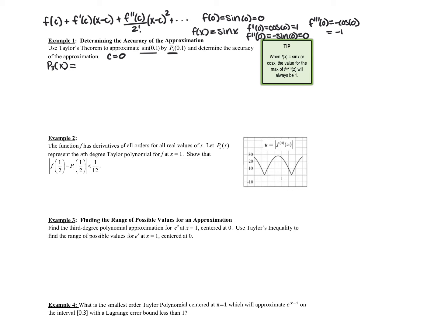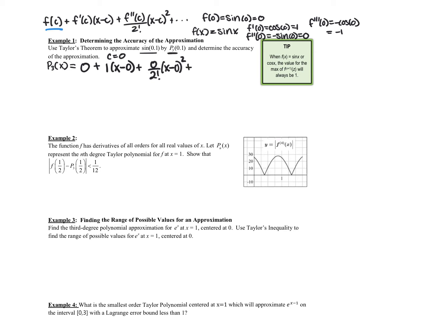So first term is always just the function at the center. So what was our function at the center? 0. Next term is the first derivative. What was our first derivative at the center? 1 times x minus the center, which for us is 0. Second term is second derivative. What was our second derivative? 0 over 2 factorial times x minus the center squared.